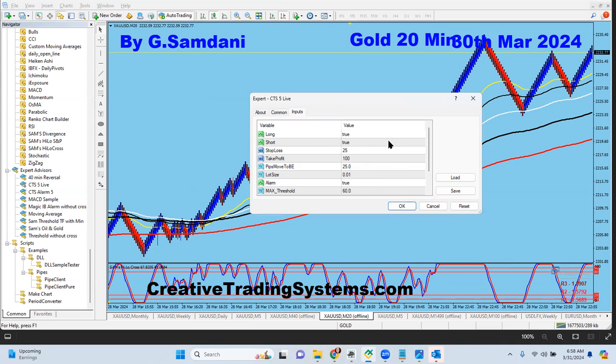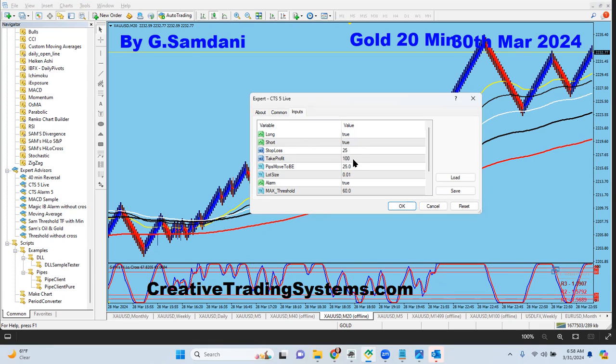You can set this EA to open the trade either long only, short only, or both sides, right? You just have to change the true to false. If you want short only, keep short true and long false. Simple as that, right? The stop loss, the way I use it, is 25 pip because my setup requires 25 pip, right? If my entry is wrong, 25 pip loss, that's it.